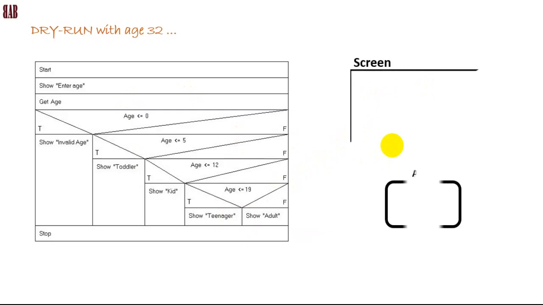So again, we have the age screen and the variable and the NS chart here, you start. Show enter age, displays that, and then you wait for the age. Now user enters 32 and enter, that will be accepted by the variable age. So you enter 32 and enter, it comes here.